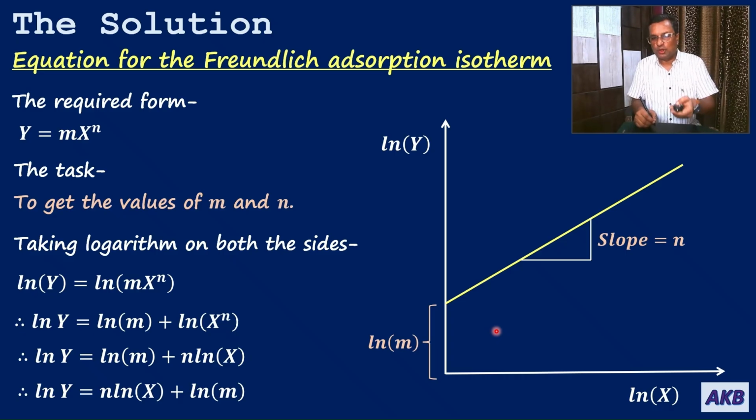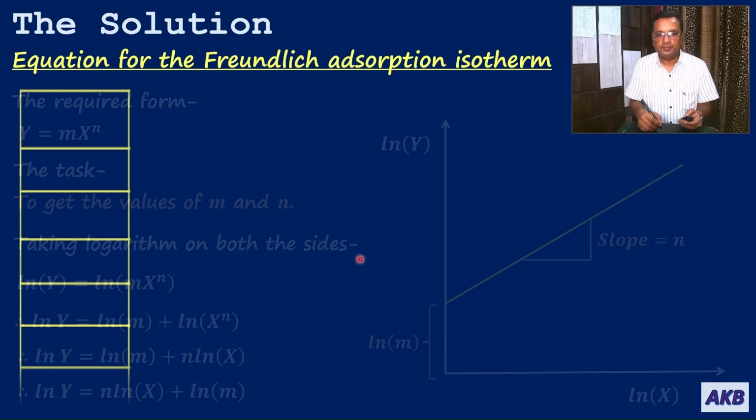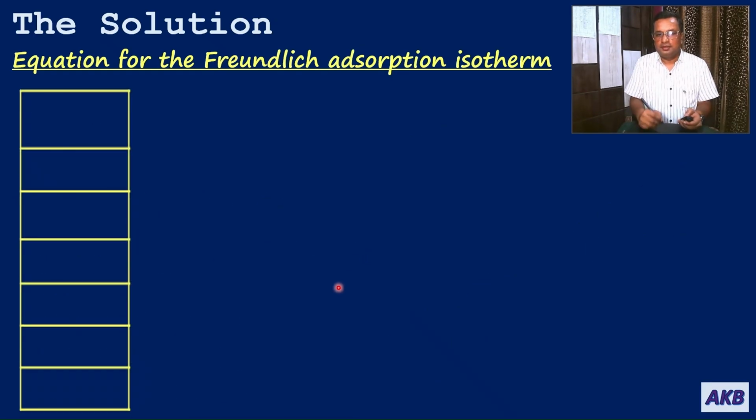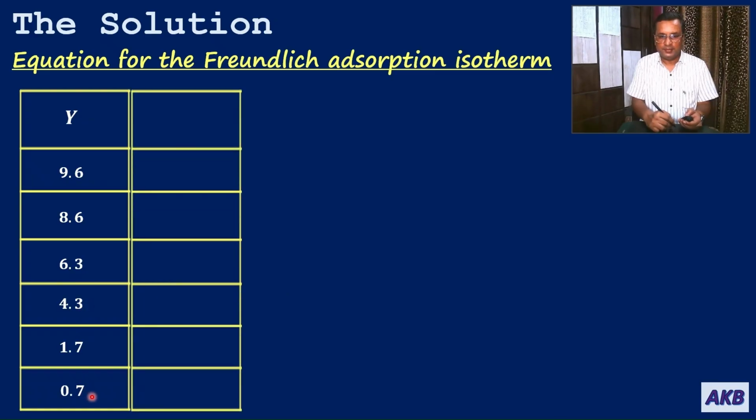Now let us plot this graph. So we are getting the equation for the Freundlich adsorption isotherm. So we have different values of y, and we need logarithm of these values. So in the next column, I will collect all logarithm values. So you have different values.